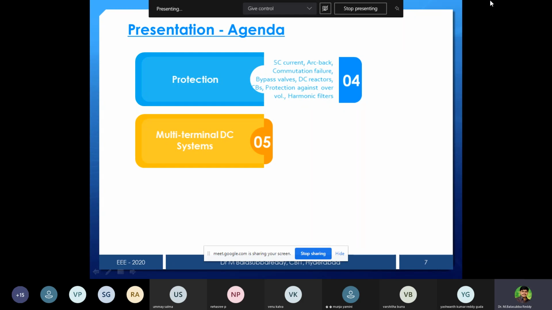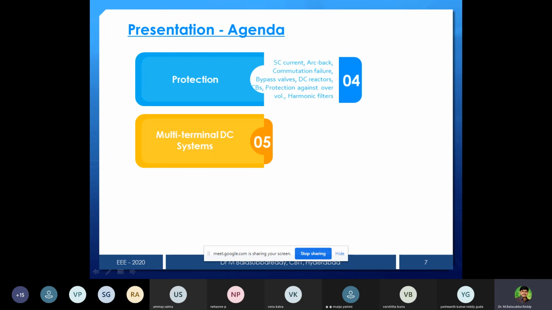And short circuit in a converter station: sometimes a short circuit also takes place in a converter. So these are some of the faults that will occur, and we have to protect against them using DC reactors and circuit breakers, protection against overvoltage, and harmonic filters. So all these things we will discuss in this unit, that is, the fourth unit. That's what I mentioned, no?